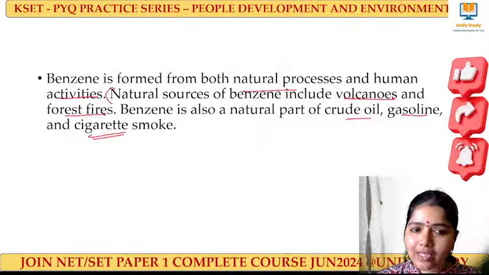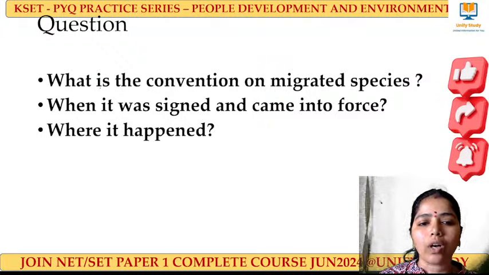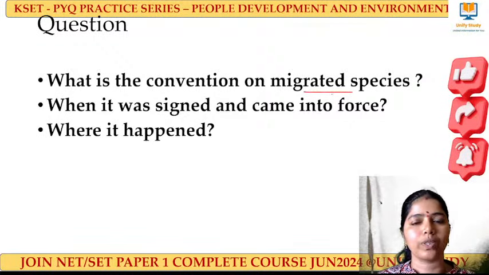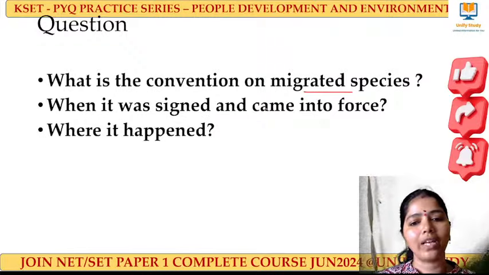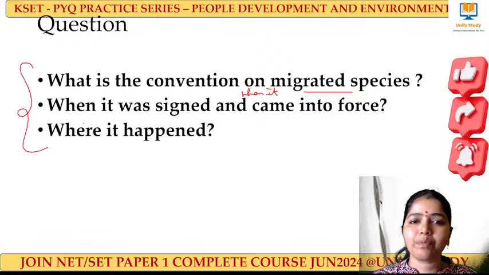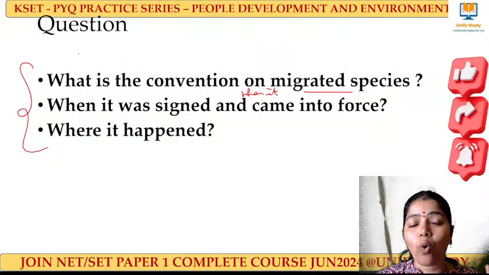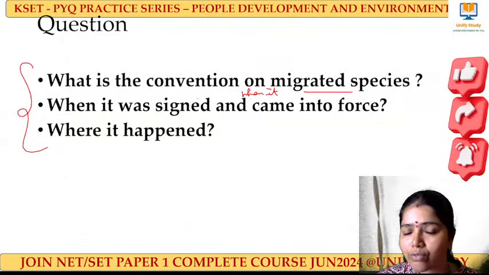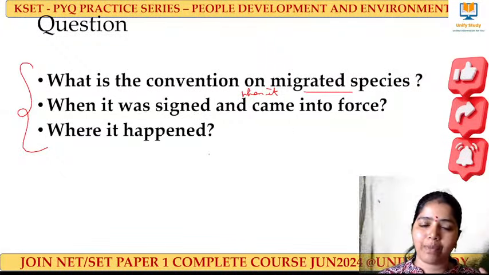Clear? Yes. And today's question, please kindly note down. In the last question before this, we talked about migratory species, right? Is there any convention for migratory species? What is the convention on migratory species? The first question: that convention was signed and came into force in which year? When was it signed, when did it come into force, and where did it happen? Okay, all these things. In the earlier questions we discussed Kaziranga National Park, a migratory home for many birds. We studied one line, right? With that line, I'm giving this question. Then what is that convention, when was it signed, when did it come into force and where has it happened? So this is the question.